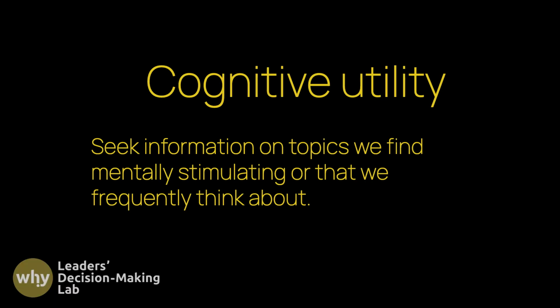The third information seeking motive is cognitive utility. It draws us to information on topics we find mentally stimulating or that we frequently think about. If you're passionate about quantum physics, you may constantly seek out books, academic articles, or podcasts on the topic of quantum physics, even when it is not directly tied to your current job responsibilities. You are feeding a mental interest that keeps you engaged and curious.